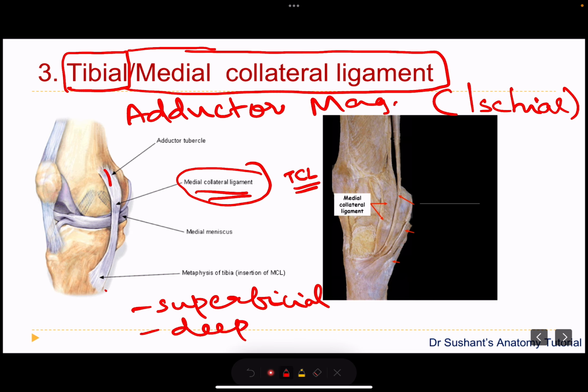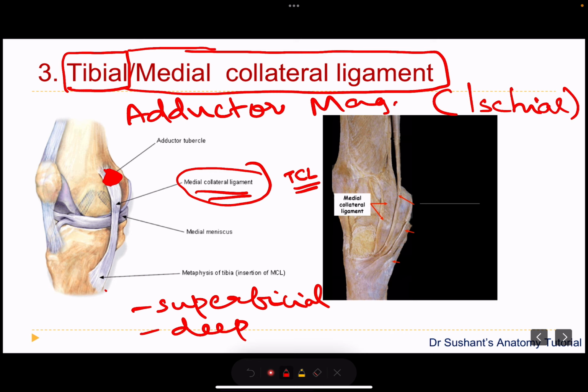All right, so the superficial part is attached above to the medial epicondyle of the femur. So above it is attached to here, this point is the medial epicondyle of the femur.